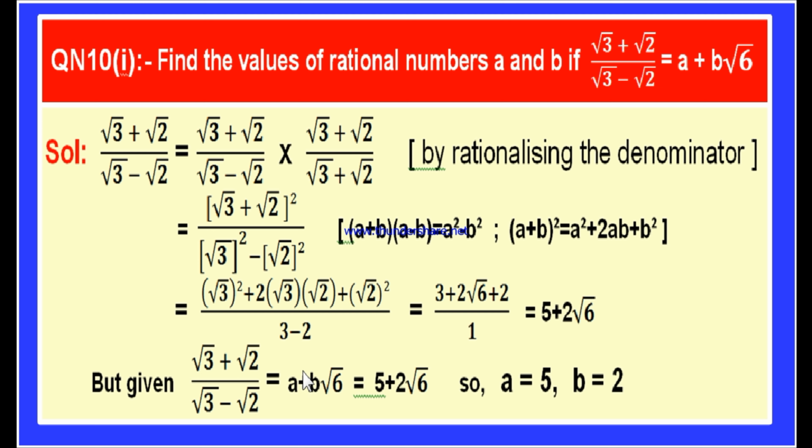If we equate both the numbers, then their rational parts are equal and their irrational parts are equal. That is, a is equal to 5 and b is nothing but the coefficient of root 6. Therefore, b is equal to 2. Isn't it? a is equal to 5 and b is equal to 2. Therefore, the values of a and b are a is equal to 5 and b is equal to 2. Understood? Very good.